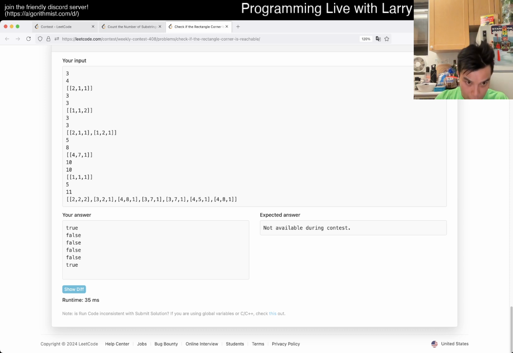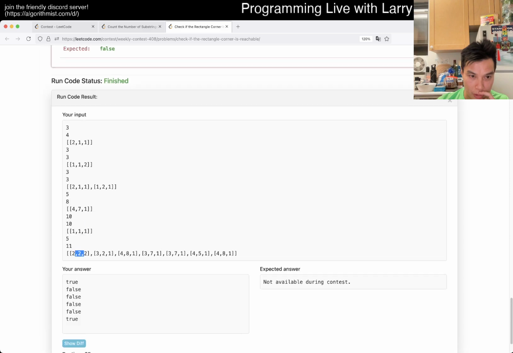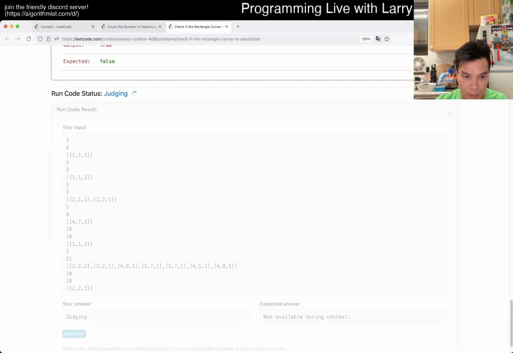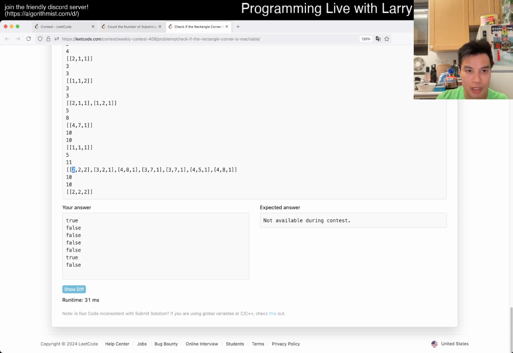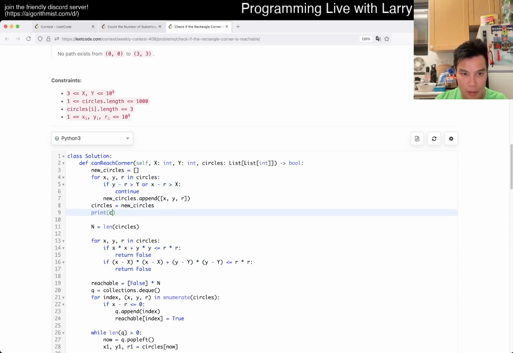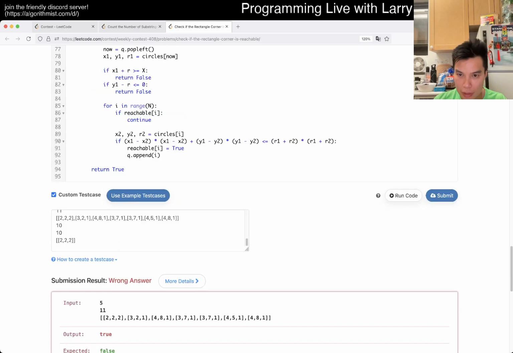Okay, so 222. 222 should already be false. Why is this not true? And why is this true? 222 should already be false. I thought I did this one. I guess it's this one, but 222. Did I just get lucky in some way? Because this is false, but this is true. Did this remove something by accident? 222. That doesn't make sense.